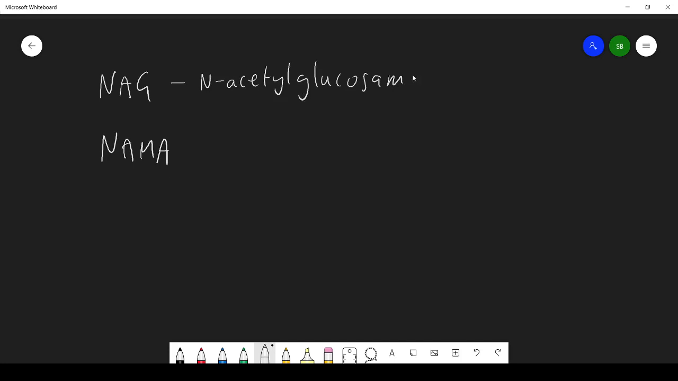What I'm going to do is clear this, and the cell wall is made up of two chemicals called NAG and NAMA. That's why I remember them. NAG stands for N-acetylglucosamine, and NAMA stands for N-acetylmuramic acid. So probably easy just to remember NAG and NAMA, I think.